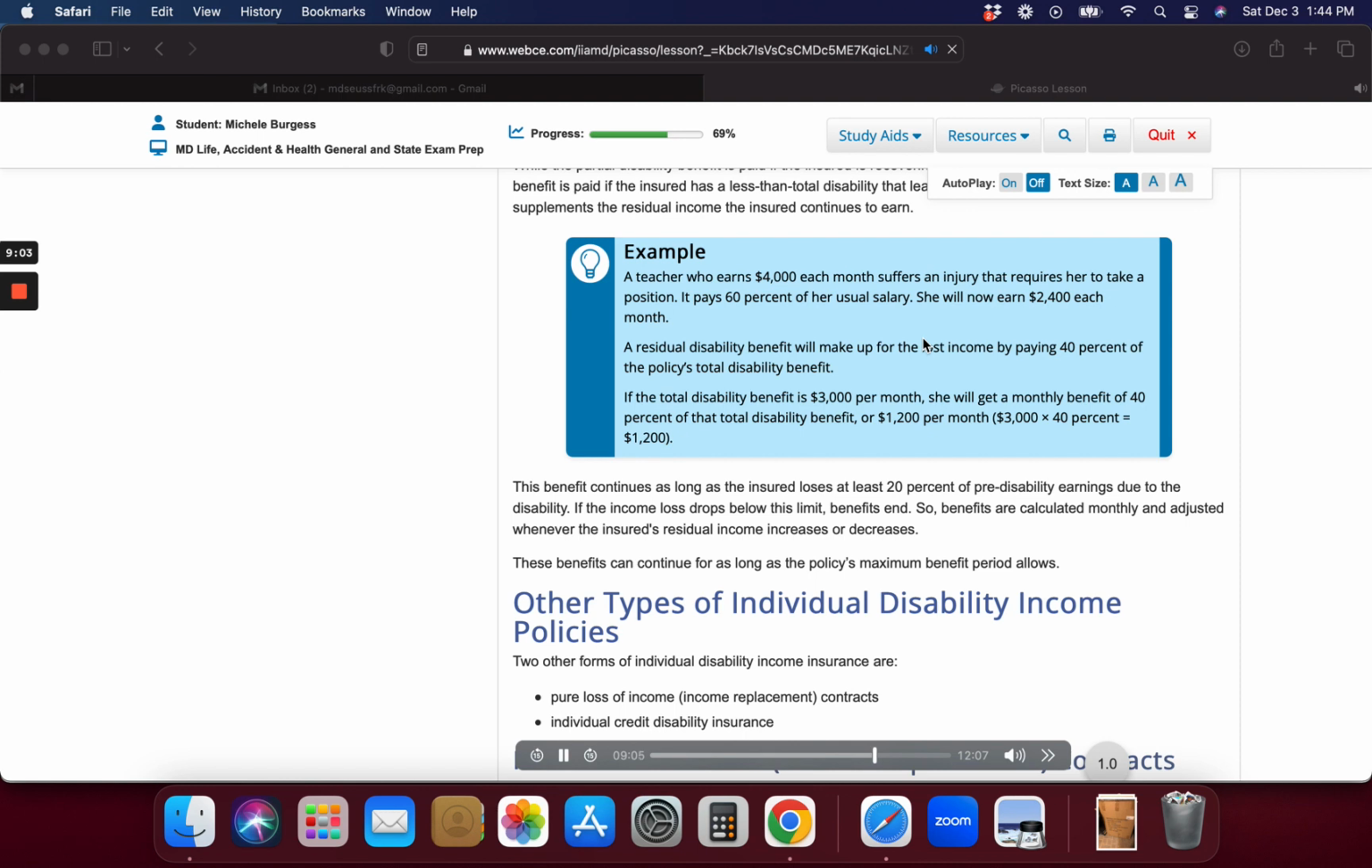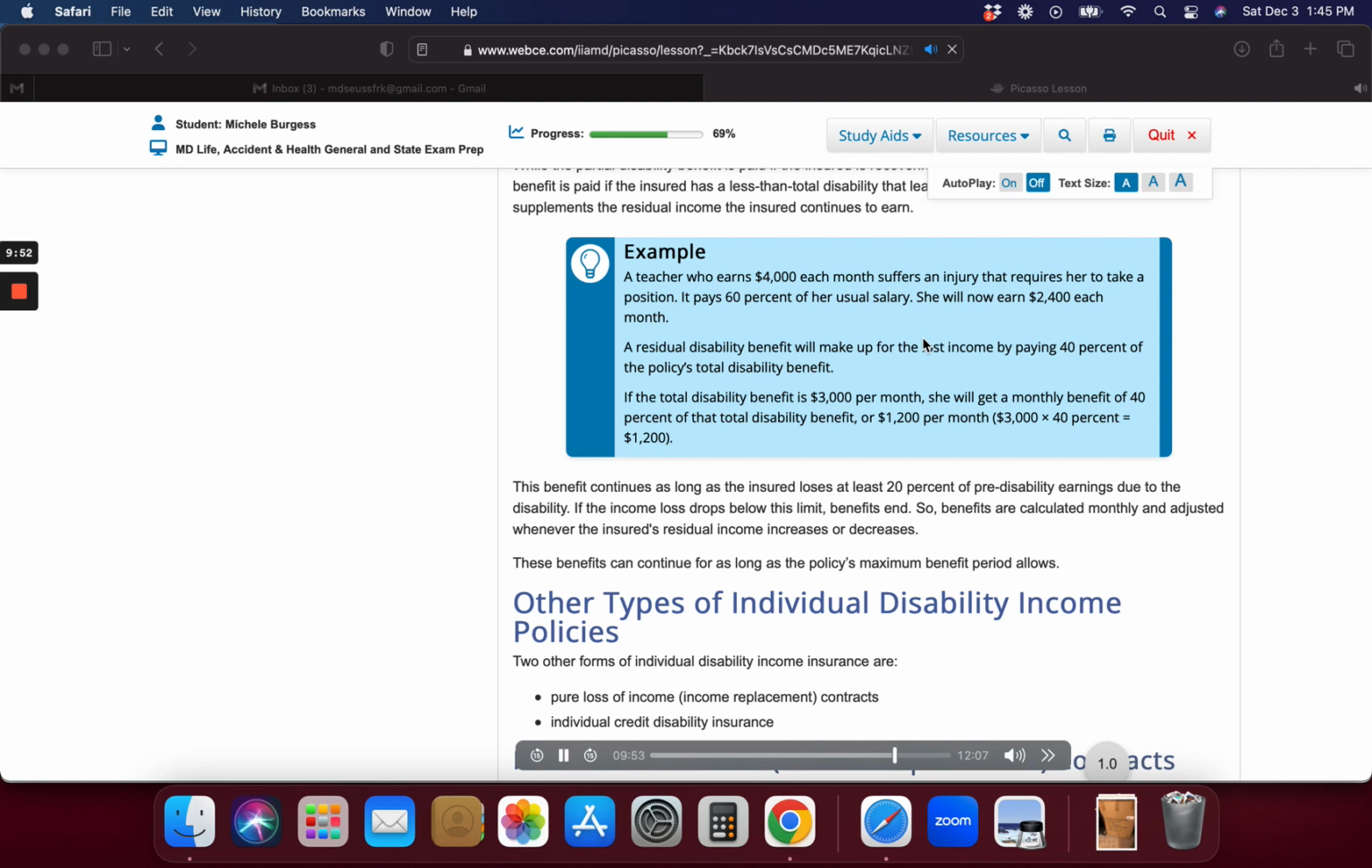Other types of individual disability income policies. Two other forms of individual disability income insurance are pure loss of income, or income replacement, contracts, and individual credit disability insurance. Income replacement policies are a type of traditional DI policy. They pay a benefit if the insured becomes disabled and cannot work in his or her occupation and works at another, less demanding, job and earns less income. If an insured is totally disabled but goes to work in another occupation, this policy pays a benefit based on the amount of income the insured lost by working at another job.